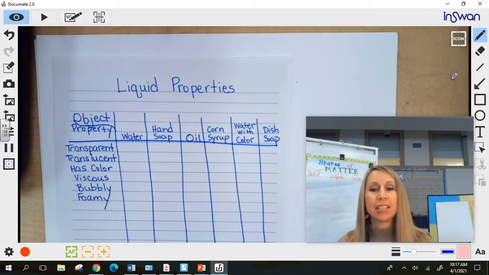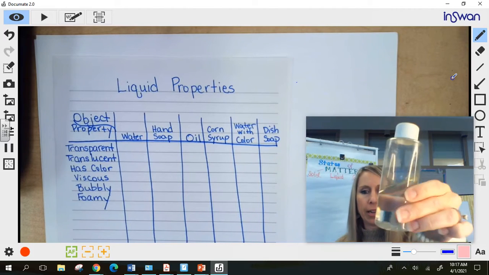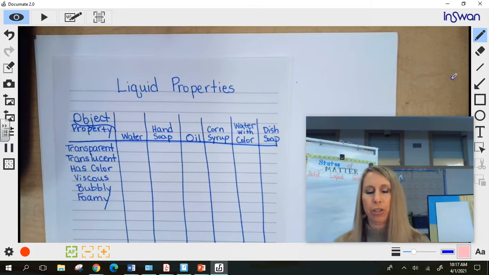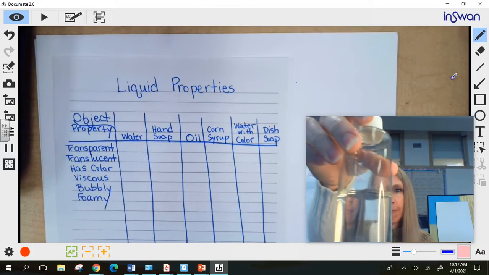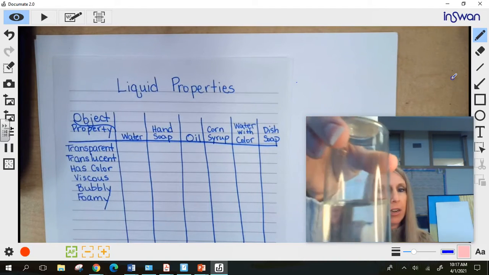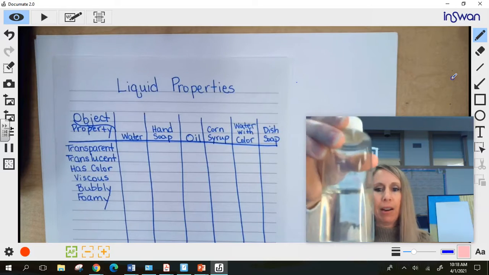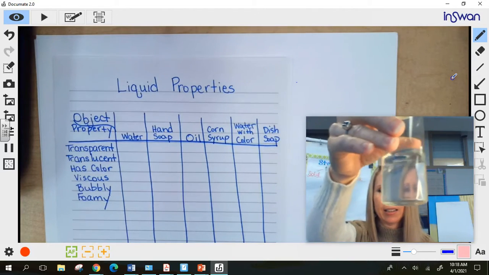Okay, let's continue. Your journal should be set up and ready. So let's do our investigation. We're starting with water. I have some water in a bottle right here. So I'm going to shake it up. And do we really see any bubbles or foam sticking around? Not really. What's funny is, look at me. You can actually, look at that.